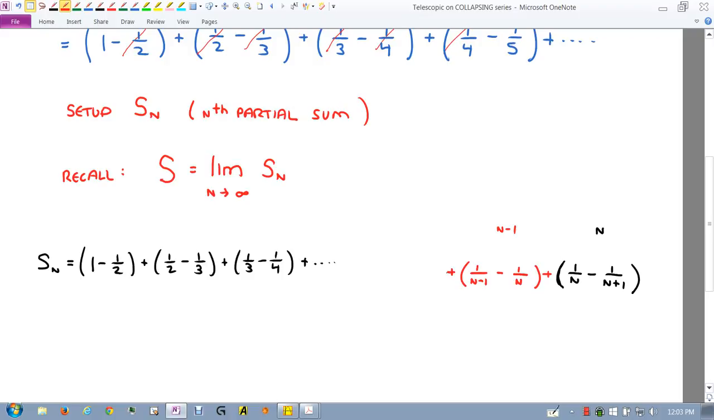Let's go back one more. In this case, I'd be plugging in n minus 2, right? That's the one that's 2 in front of n. And what would that look like? 1 over n minus 2 minus 1 over n minus 1. Do y'all see this?